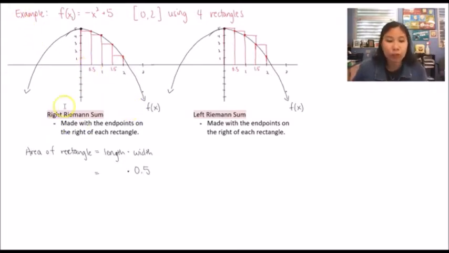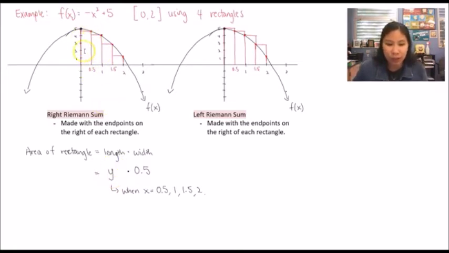And then if we're looking at the right Riemann sum first, then the length of each rectangle is going to be how tall it is up until the point on the curve. So like for the first rectangle, the length of the rectangle is going to be the y value at x equals 0.5. So if you want to think about each area as y, the value of y, times 0.5. And the value of y changes depending on which rectangle that you're talking about.